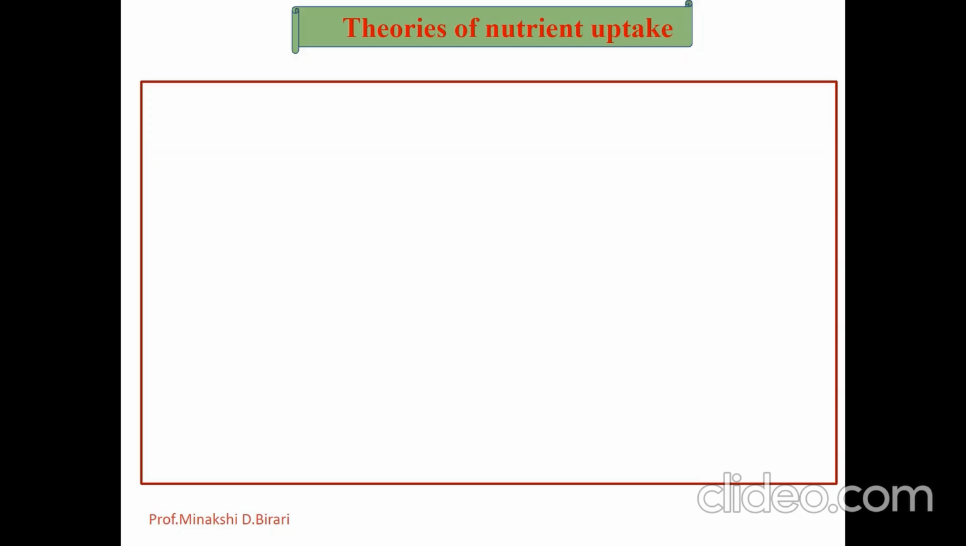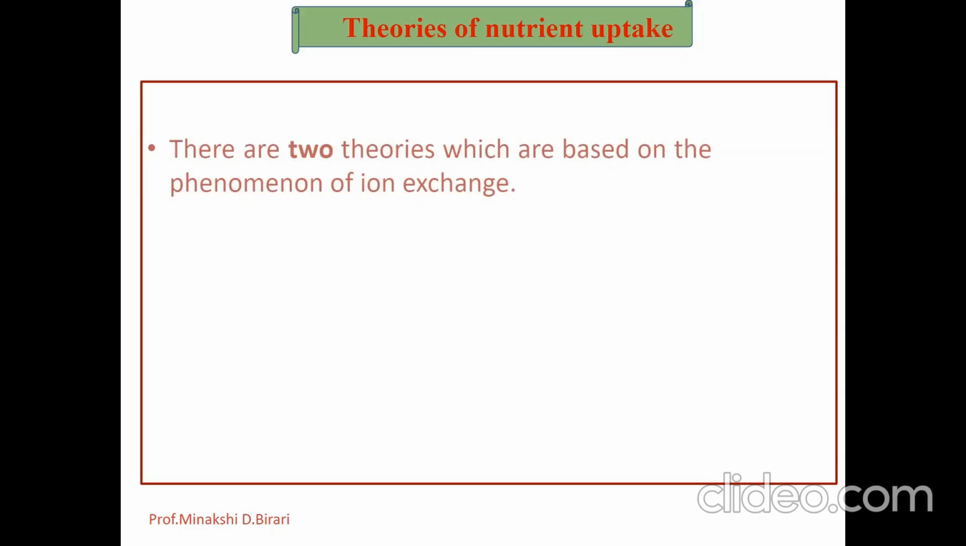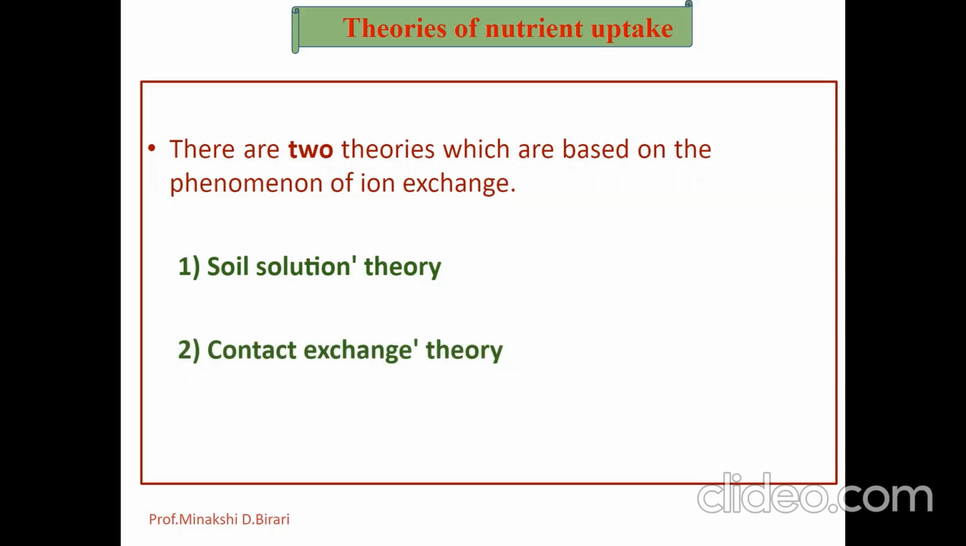Now the mechanism by which plants absorb nutrients from the soil is controversial and there are two theories which are based upon the phenomenon of ion exchange. Ion exchange means the exchange of one ion for another ion. So what are those theories? Soil solution theory and the second one, contact exchange theory.